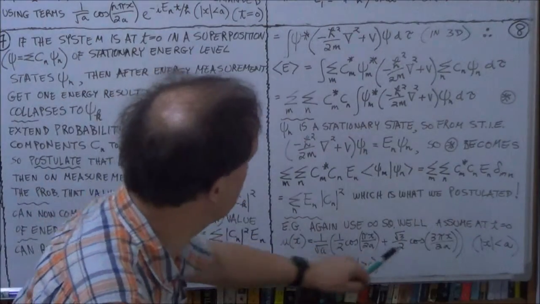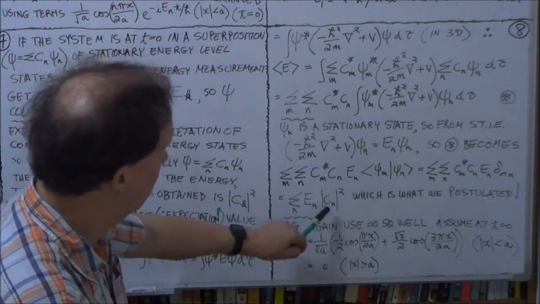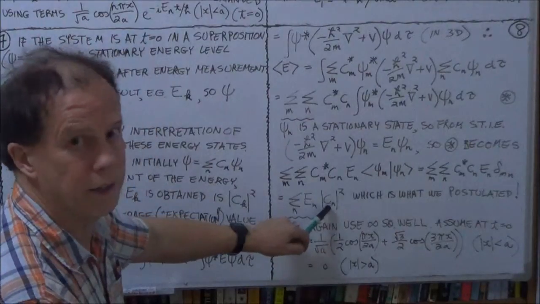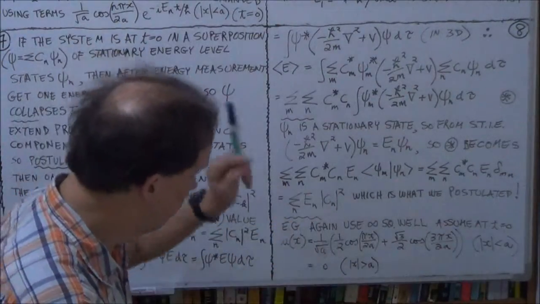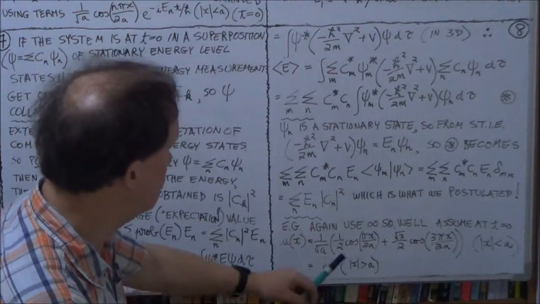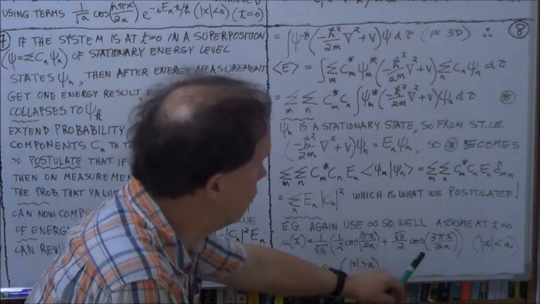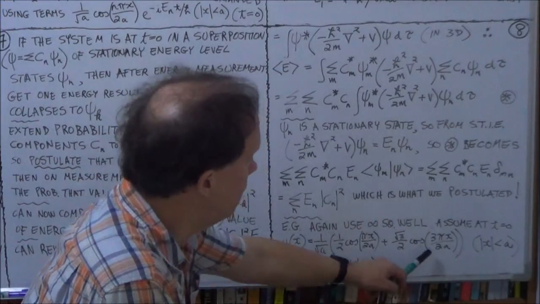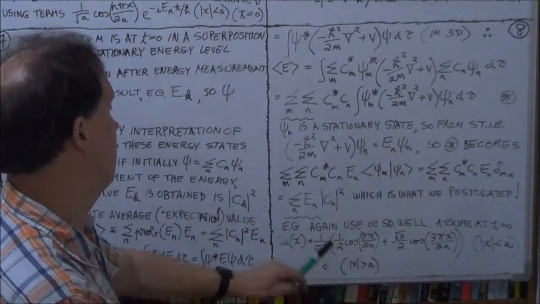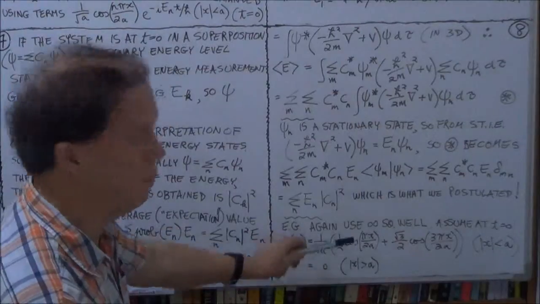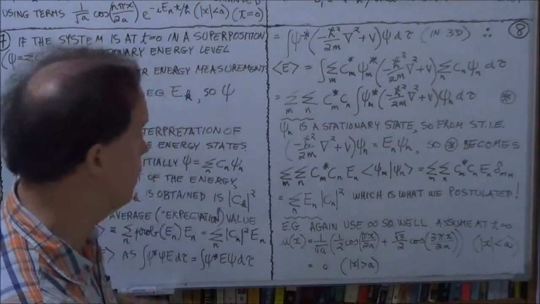We can start calculating these probabilities. We can actually calculate what the values of these C's are, and hence the probabilities: what's the probability of measuring the energy E1, the ground state energy, and what's the probability of measuring the energy E3, I think. But that'll have to wait for the next session.